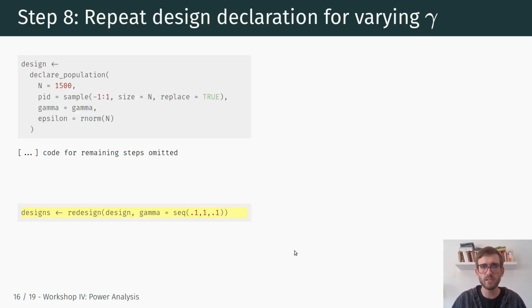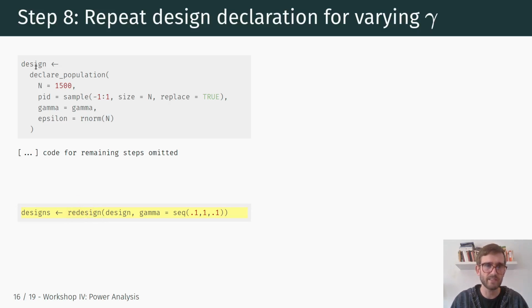So how do we do this? One thing we have to do is run all this code again. Instead of setting gamma equal to 1, we set gamma equal to a parameter that we're going to supply in multiple iterations. So we set gamma as a placeholder, and we'll plug in different values for gamma in a second. Specifically, we're doing this using the redesign command.